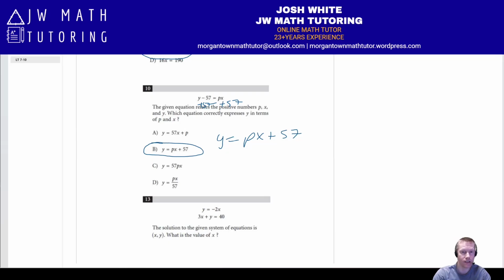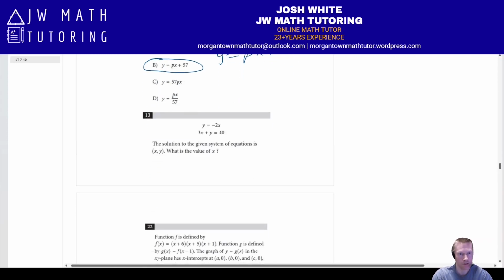Again, you could technically do this one in Desmos because it's a formula problem, but I would not recommend that because it's literally just one step. I'll save that for more advanced or more complicated problems, or check out my Desmos guide for solving formulas using Desmos as well. All right, next up, number 13, we have a system of linear equations.